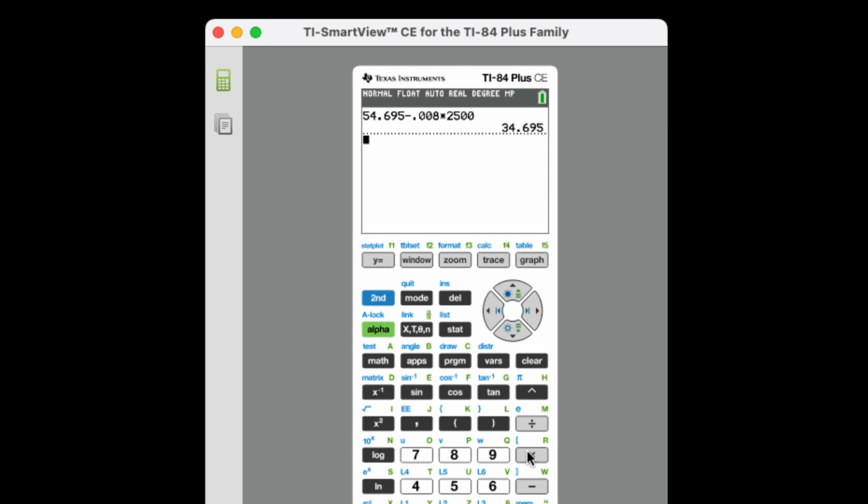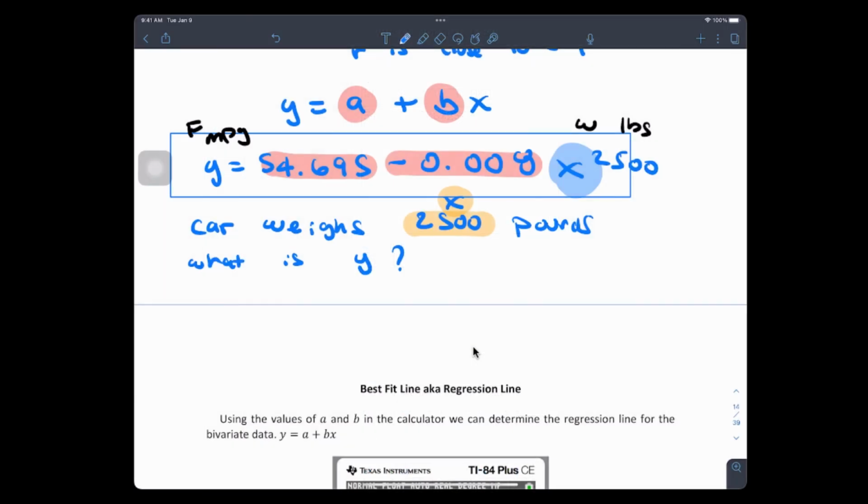So what do you guys get here? What does this mean? That's the MPG. If I go to the nearest whole number now, because when you buy a car, right, they don't give the MPG in a decimal. They give a whole number MPG. So Y is approximately 35. This is what you're looking for. That's the fuel economy. 35 miles per what? Per gallon. That's what you're looking for.